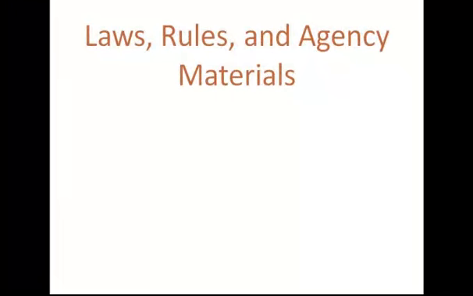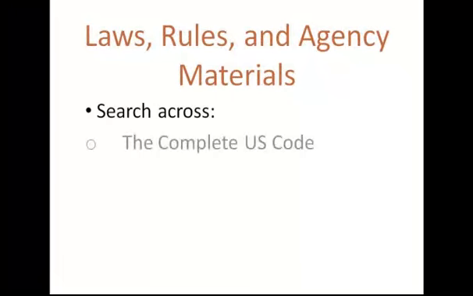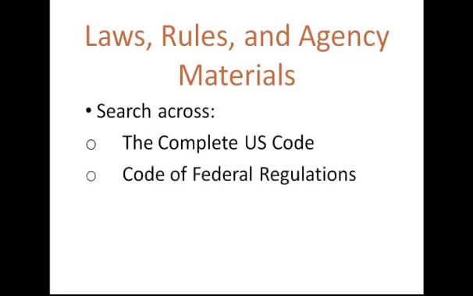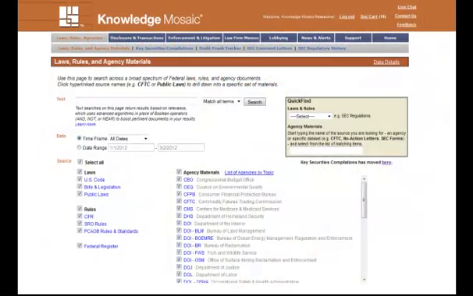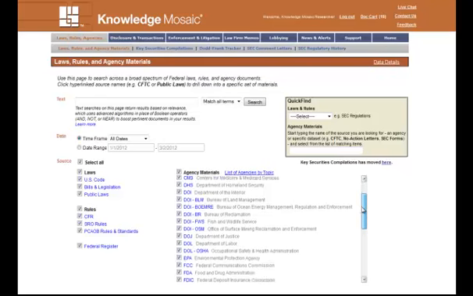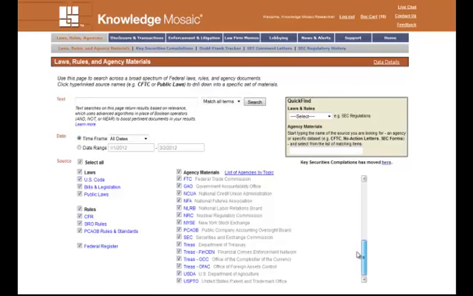The main search page of this section includes the complete U.S. Code, CFR, Federal Register since 1998, and millions of documents from over 24 federal agencies. Click on any link to drill down and see an index of datasets for that entity. For example, you can find transaction-related guidance and rulemaking from the SEC by scrolling down the alphabetical list and clicking the SEC link.